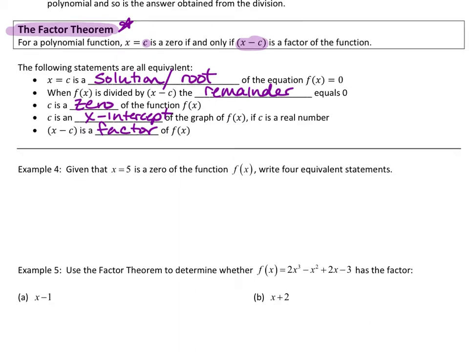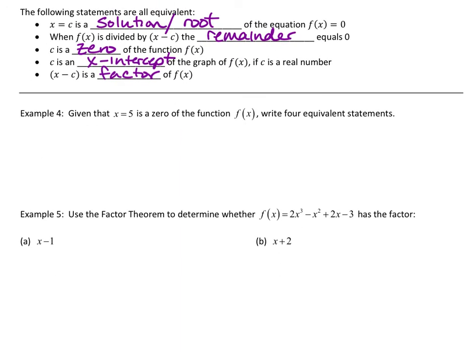So let's talk about what that means in not a theoretical situation. So we're given the information that x equal 5 is a 0 of the function, and we want to write 4 equivalent statements. So we're told that 5 is a 0 of the function. So another statement we can make is that x equal 5 is a solution or root of the equation f of x equal to 0.